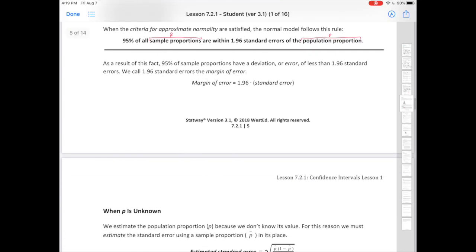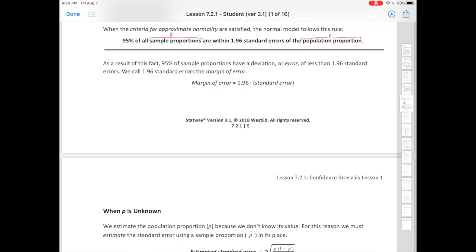Let's move on. As a result of this fact, 95% of sample proportions have a deviation or error of less than 1.96 standard errors. We call 1.96 standard errors the margin of error. What is the margin of error? It's 1.96 times the standard error. So now we know where the margin of error comes from. If we know what the standard error is, we just need to multiply it by 1.96.